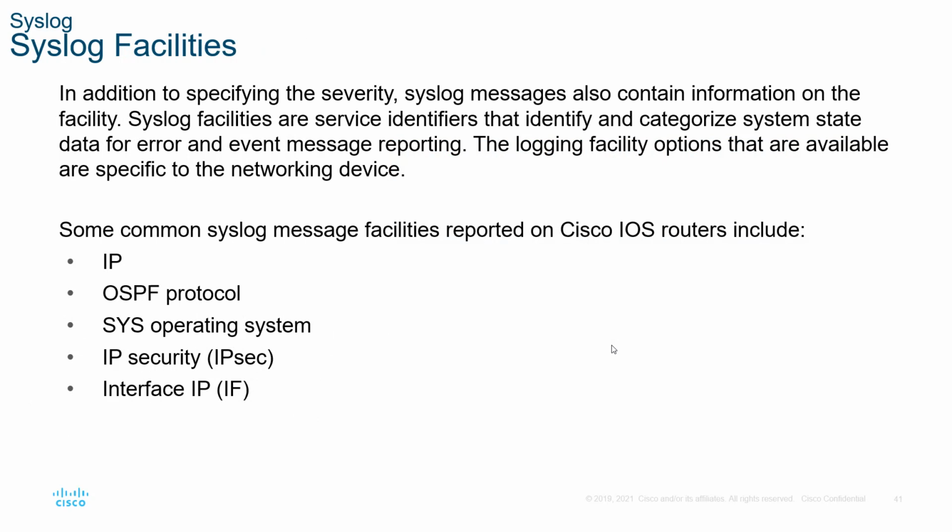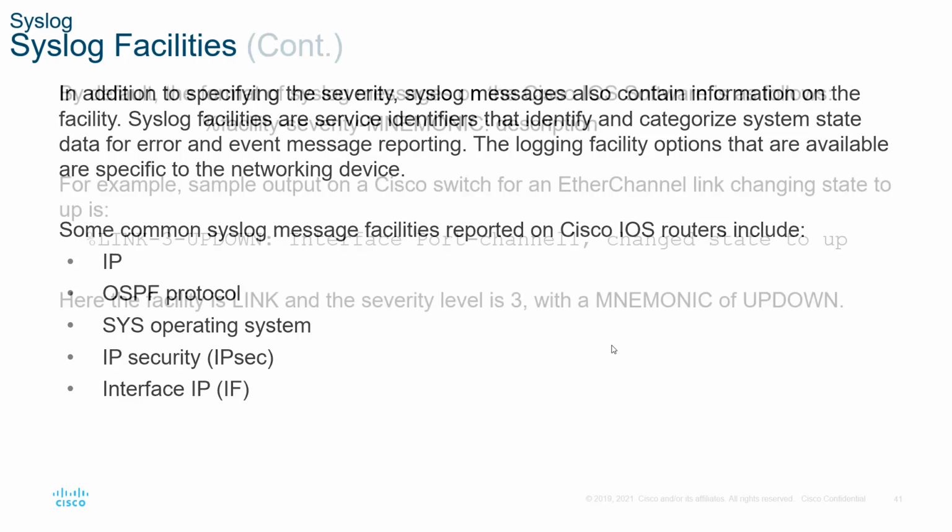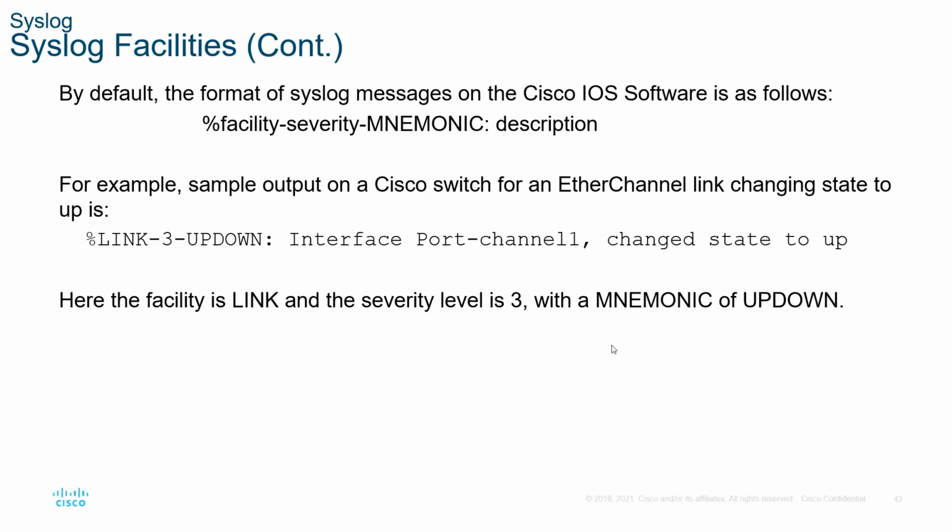Our facilities, basically our device can generate logs based off of anything: the interface, the operating system, the protocols. Normally, if we turn on or turn down an interface, throughout our labs we've seen something similar to this. We have a link 3. It is up. The interface port channel has changed to the status up. Notice link 3, it's a level 3.